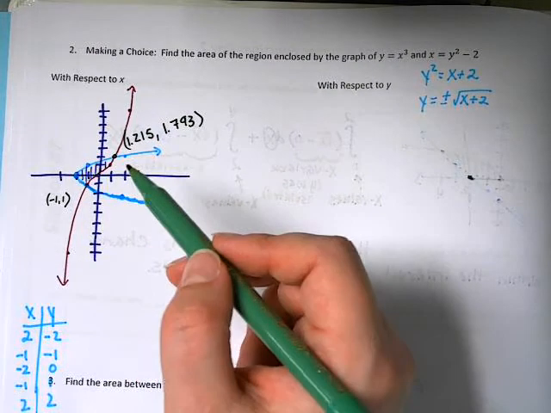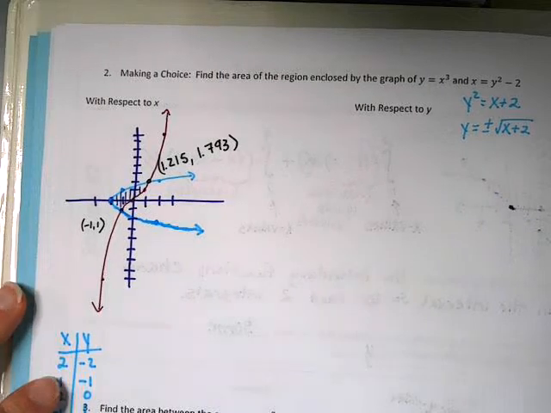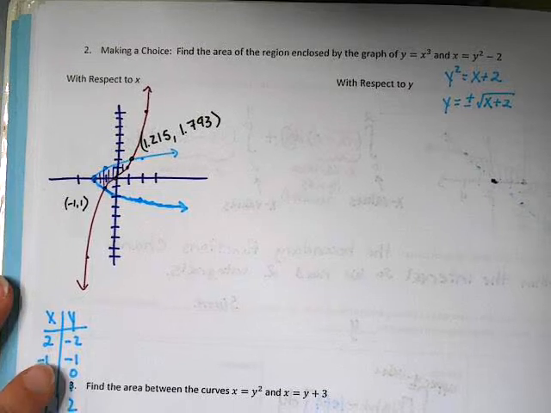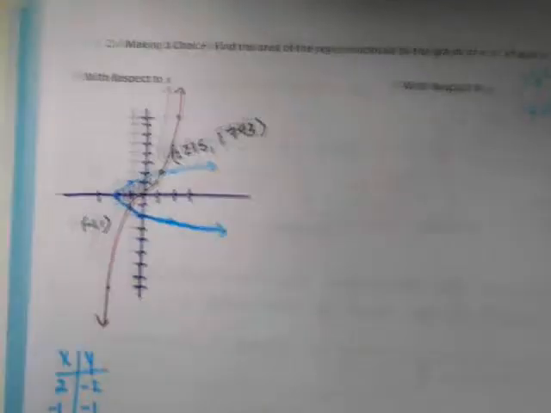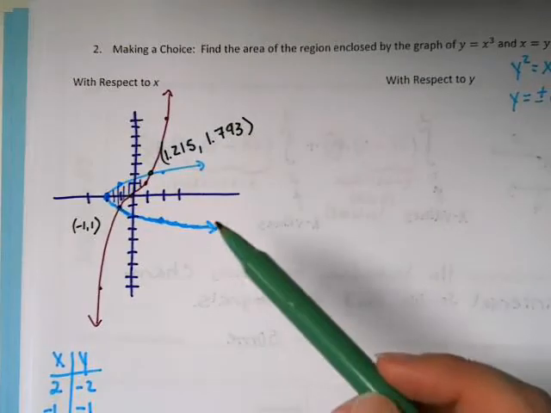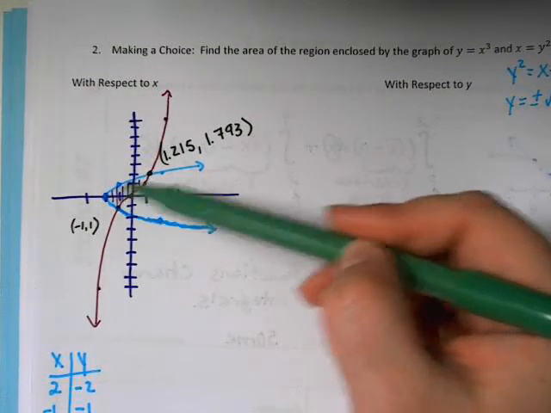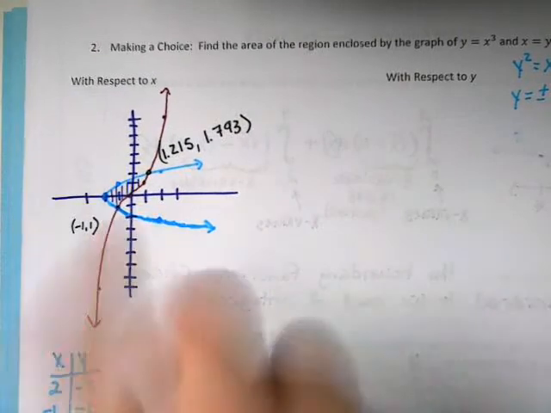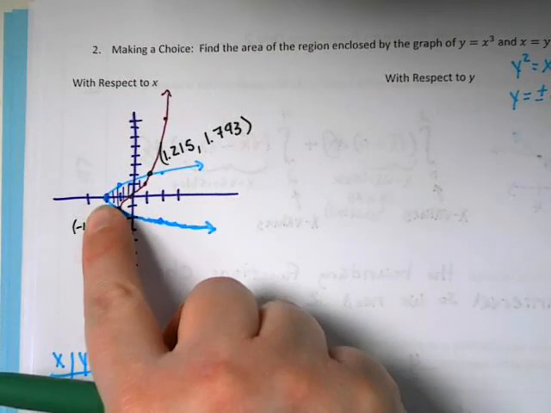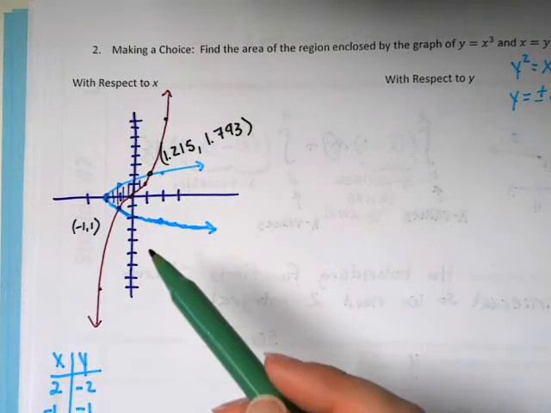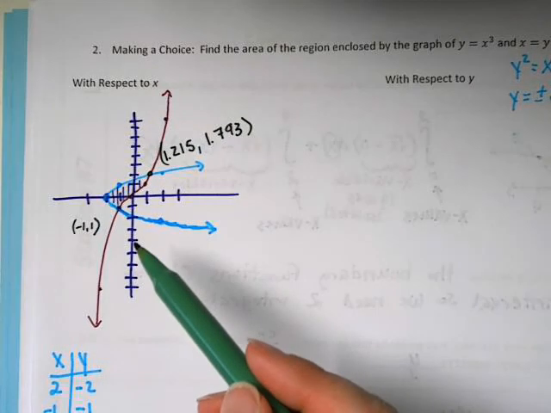So when we look at this graph, I'm going to zoom in a little bit. The top function is the blue the whole time, but the bottom function changes from blue to red. So we have to be very careful while we're setting up our interval here.